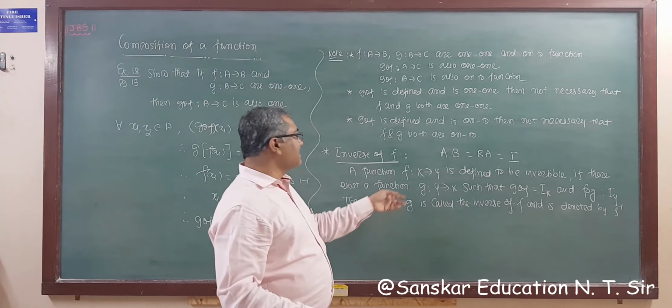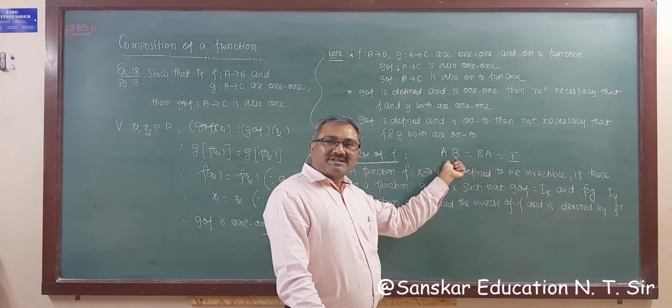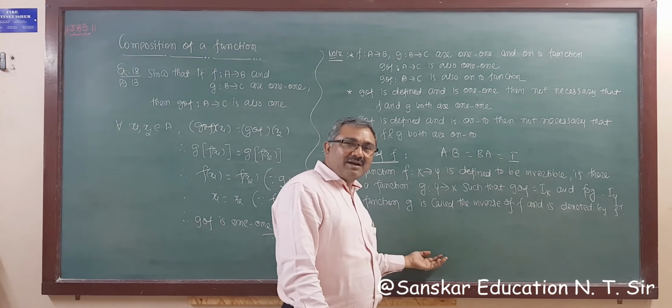And if the function is invertible, then the same as what we get in matrices, (AB) inverse is equal to B inverse A inverse, the same thing is here: (g over f) inverse is equal to f inverse over g inverse. That you have to remember, right?